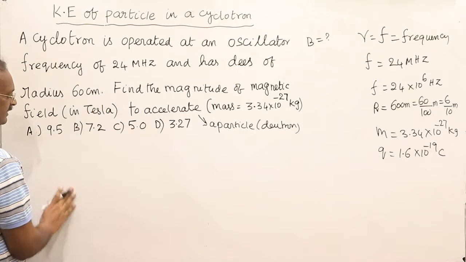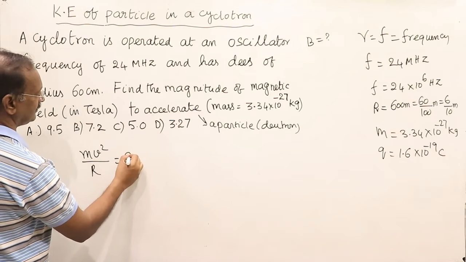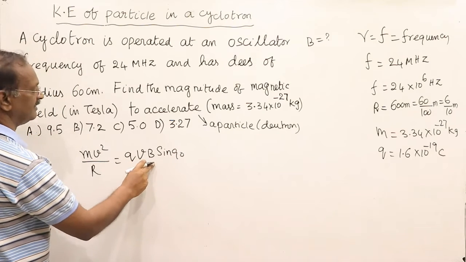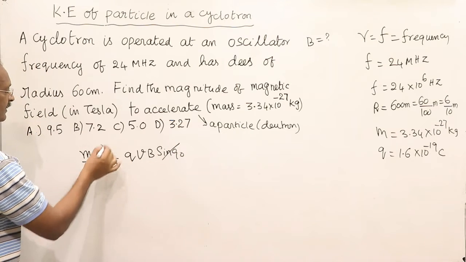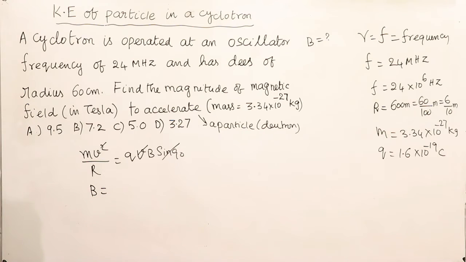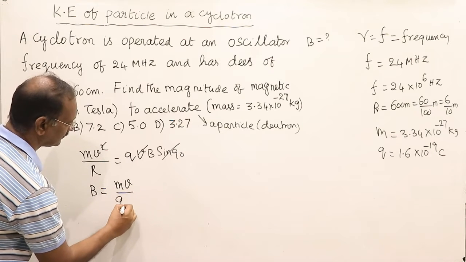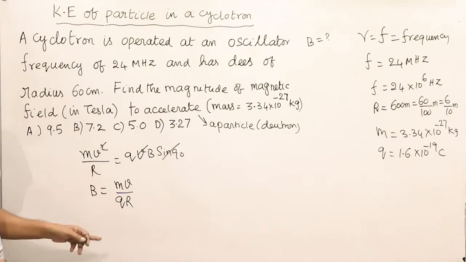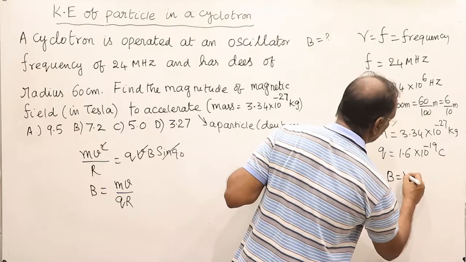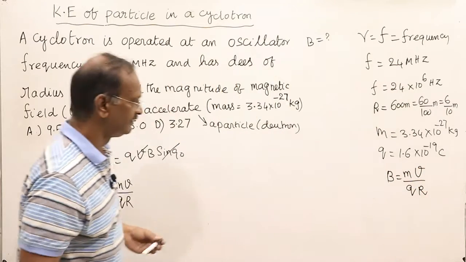Inside the cyclotron, the centripetal force mv squared by r is equal to q v B sine 90, because the particle enters the magnetic field at 90 degrees. So sine 90 is equal to 1. This you can cancel. So B is equal to mv by q into r, where m is the mass, v is the velocity, q is the charge, r is the radius. So B is equal to m into v divided by q into r. So this is the magnetic field.